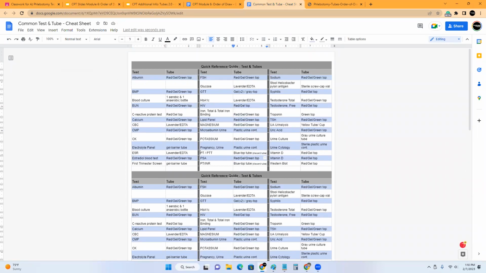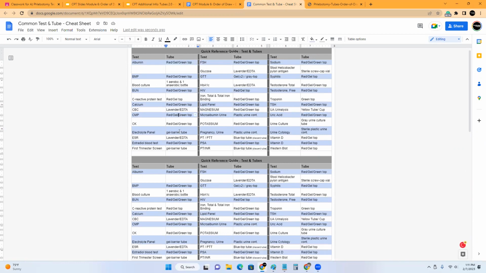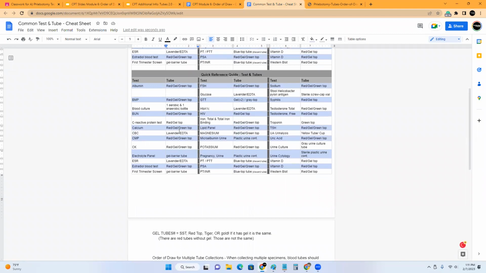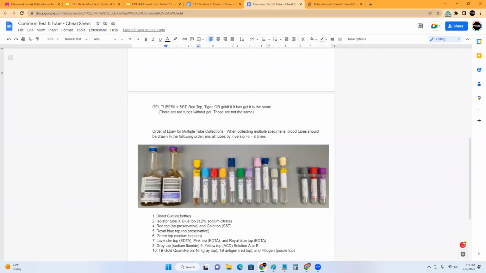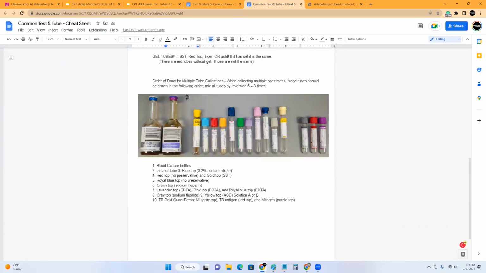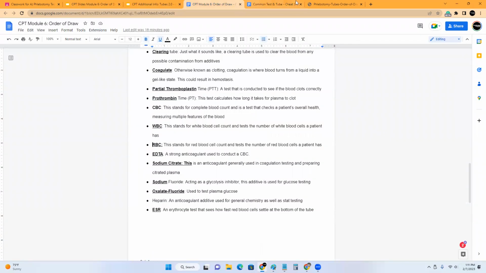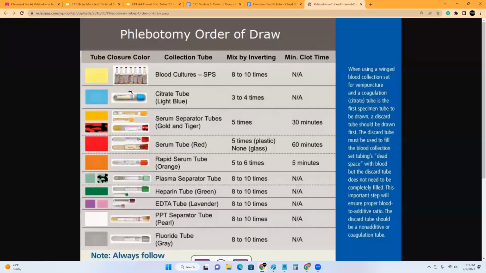This cheat sheet is here as a reference for you to make it easier when you first start. In module, I think 11 or 12, you're going to look up the tests and find the tubes as an activity. But for now, this is just a cheat sheet for you to be able to print. Just a reminder what some of those tubes look like. That's all this is, and reminders for inversions. I just thought this was a good example of the multiple different types of tubes you may see: rubber tops, plastic tops, different colors, different labels, cultures versus the other tubes next to it, all of that. So just check that out when you have time. And then remember, this is your order of draw.